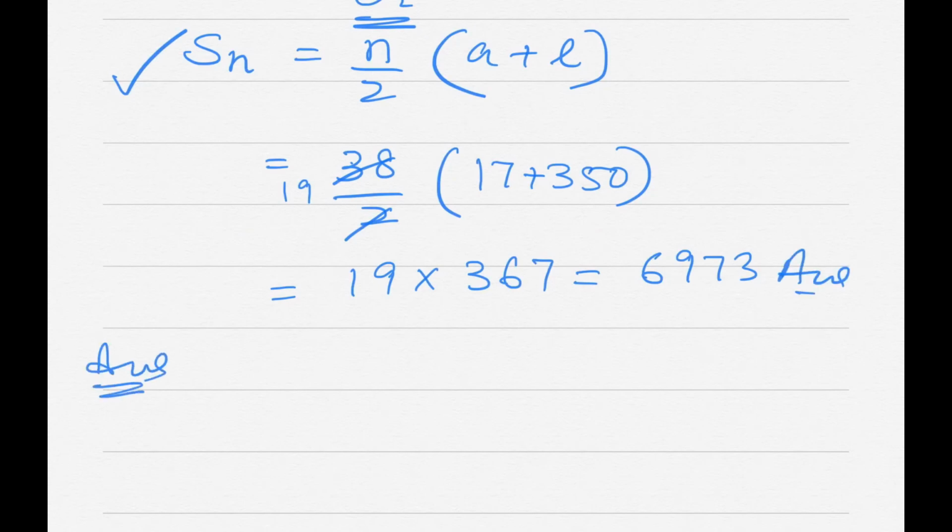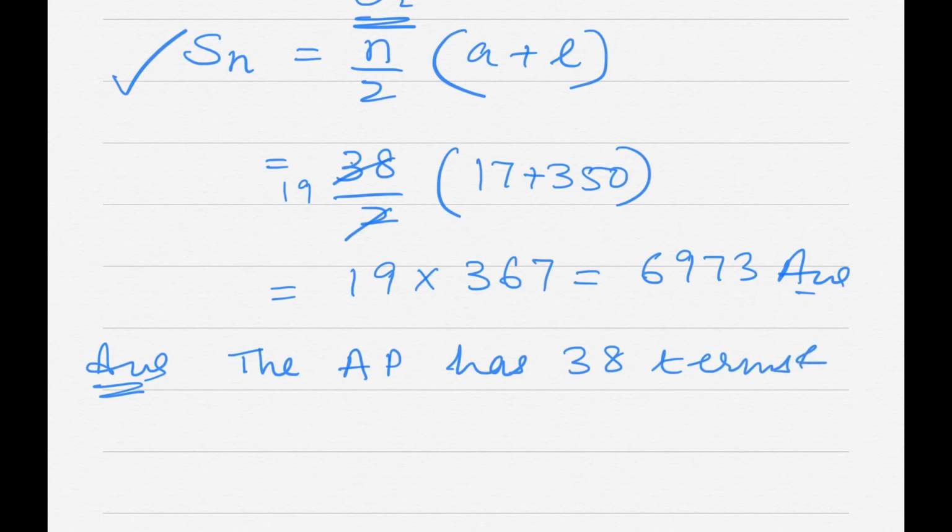Or I could write the answer like: the AP has 38 terms, n was 38, and their sum, or sum of the terms, is 6973, right? So we are done with 3 questions in this video.